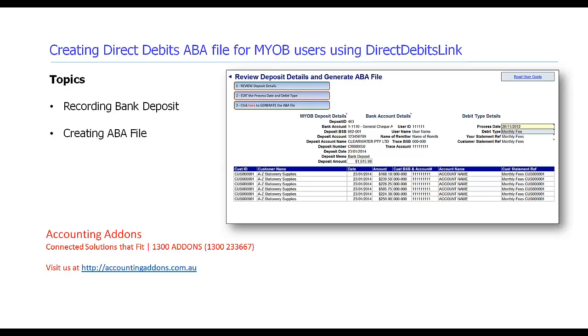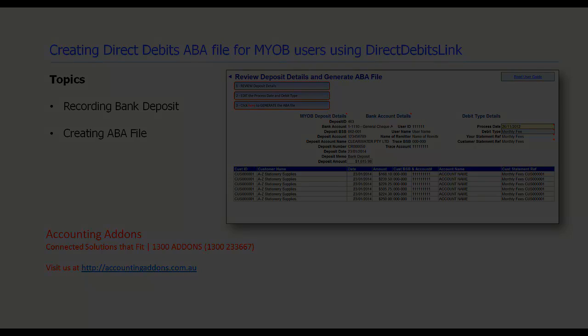On the one hand, MYOB will have already been set up to process direct debits correctly. As well, customer payments will have already been recorded in MYOB. And finally, DirectDebitsLink will have already been set up to process the direct debits. If you're interested in those other processes, have a look at our other videos and you'll find something that covers those topics. Now let's get into it.